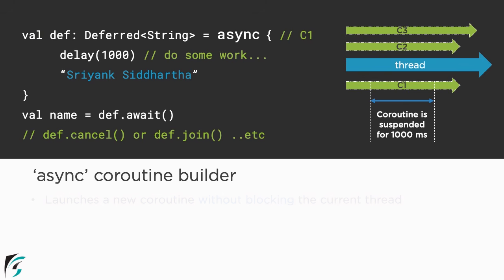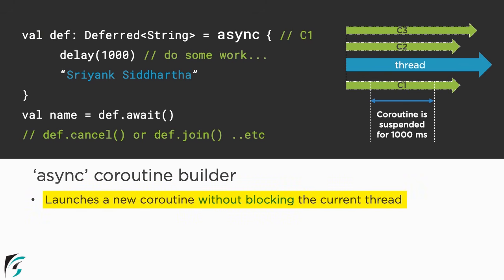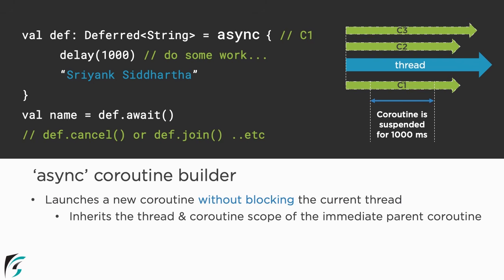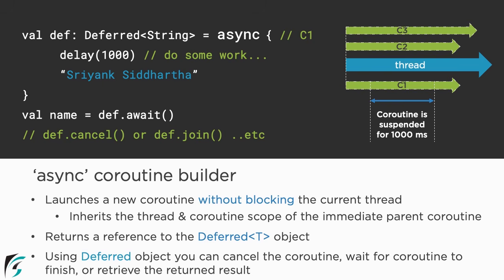So in short, the async function, just like the launch function, creates a coroutine without blocking the current thread, and it inherits the thread and the scope from its immediate parent coroutine. Next, this function returns the Deferred object, which can carry your desired result. And finally, using that Deferred object, you can cancel the coroutine, or wait for the coroutine to finish, or even retrieve the returned result. How cool is that?